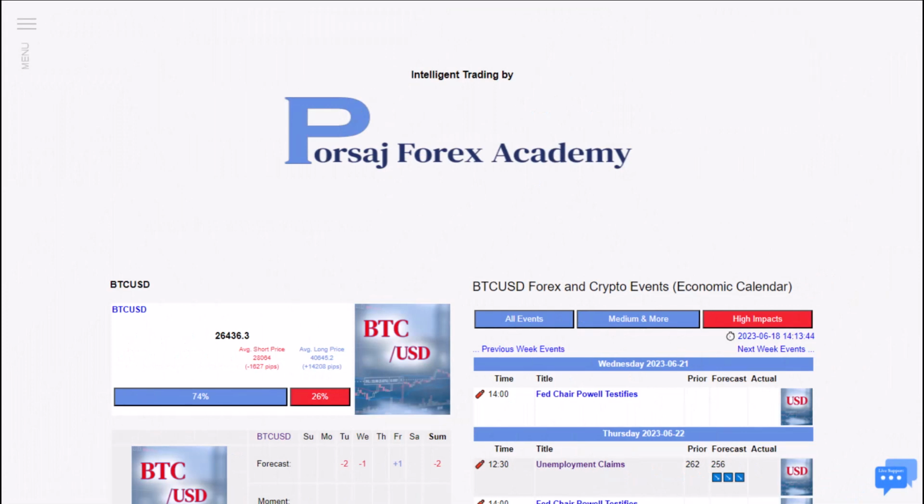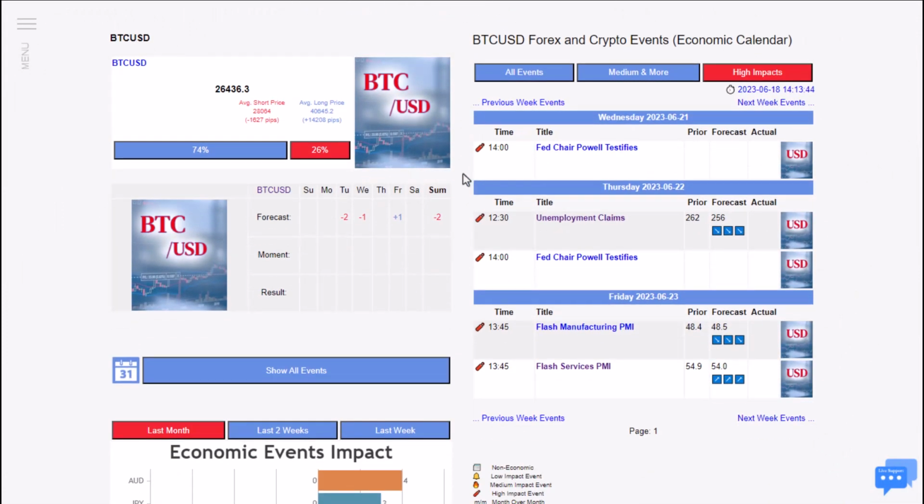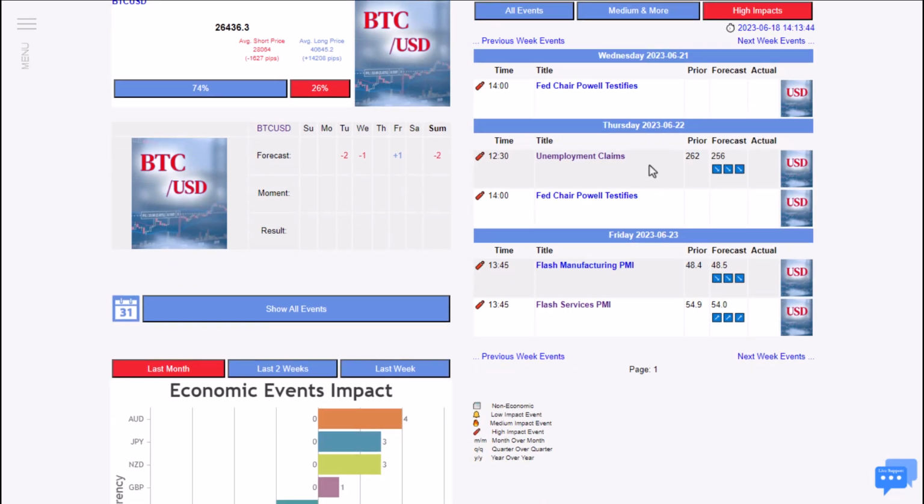Okay guys, now that we're on our calendar, as you can see, currently buyers are much stronger than the sellers, and we have some high impact news that are kind of going to affect the price in a bearish way because of the forecast of them and the negative rating of this one.